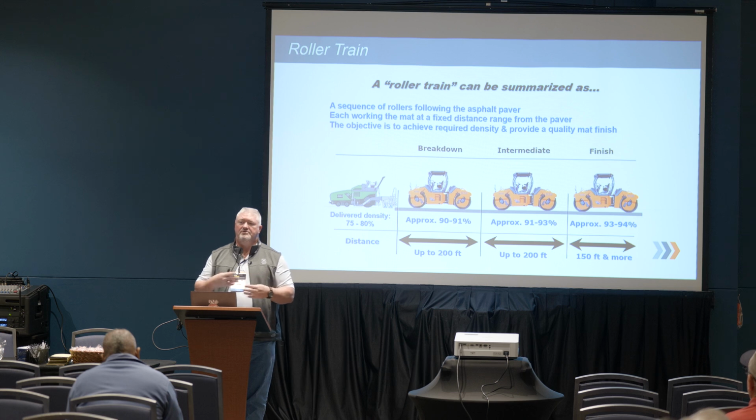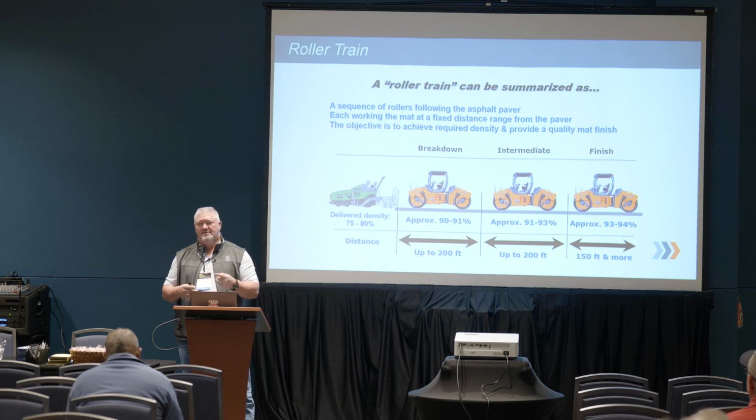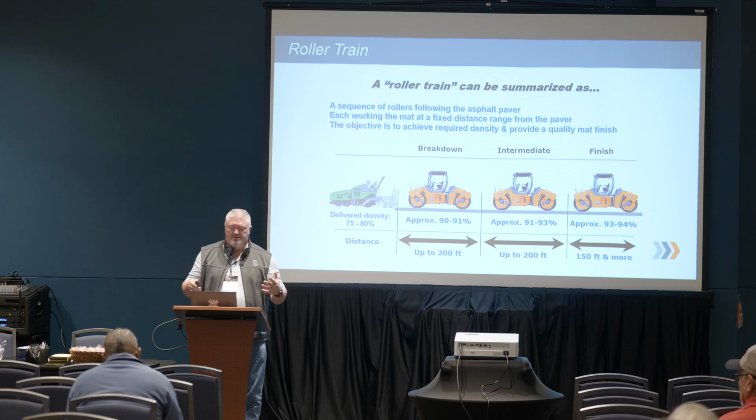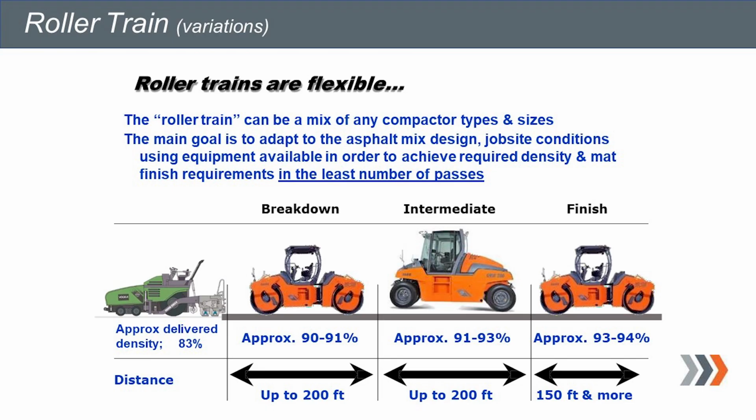I get too many crossover areas, and if I'm not vibrating through my cross areas, I'm only running static, I am not going to get density in my crossover areas, and we're probably going to see it in rideability as well. So it's very important to understand the distance that we want to run those.